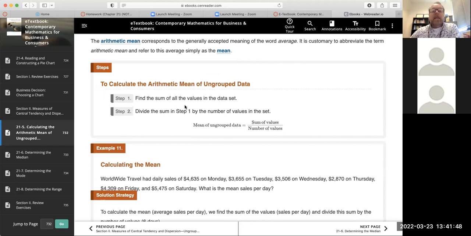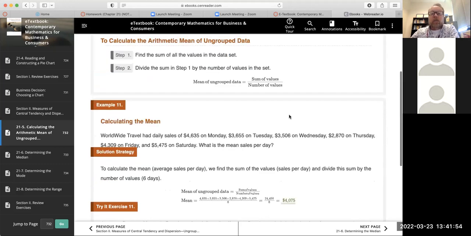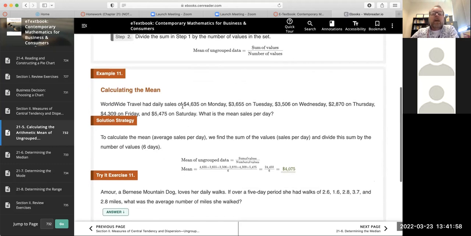Calculate the arithmetic mean of ungrouped data. Find the sum of all the values in the data set, and divide the sum by the number of values in the data set. So it's basically like finding the average. Here's the example it gives you. Worldwide Travel has daily sales of 4,635 on Monday, 3,655 on Tuesday, 2,870 on Wednesday, 4,309 on Thursday, etc. So there's a whole week's worth. And what they're asking is, what is the mean sales per day? What was the median sales for the week?